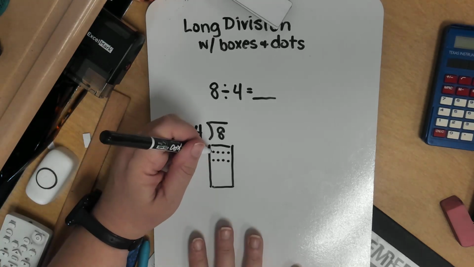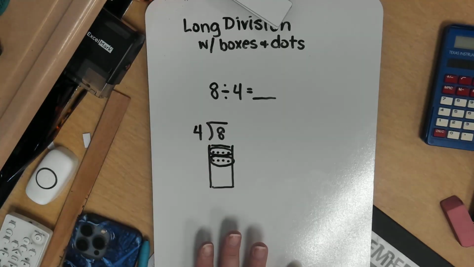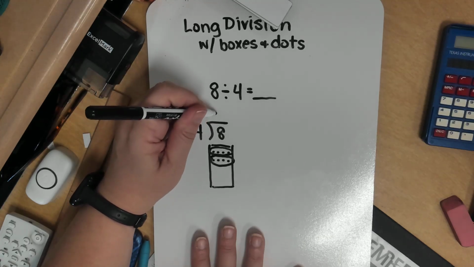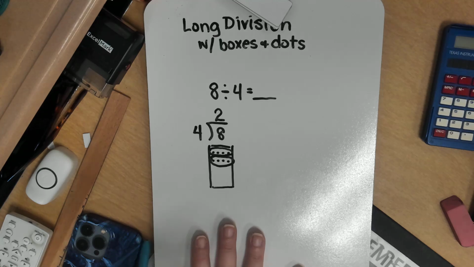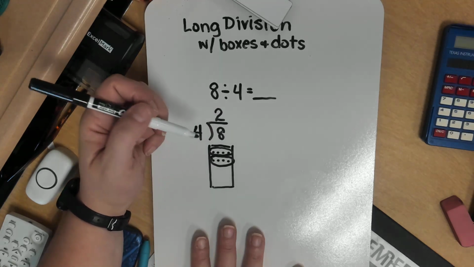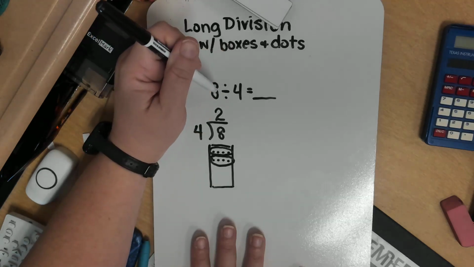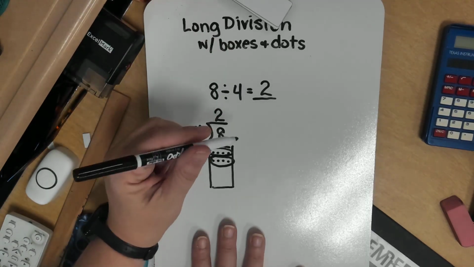Awesome. 1 group of 4, 2 groups of 4. 8 divided by 4 is 2, and there are none left over, so I don't need to write remainder 0. I can just leave it as is. So 8 divided by 4 equals 2.